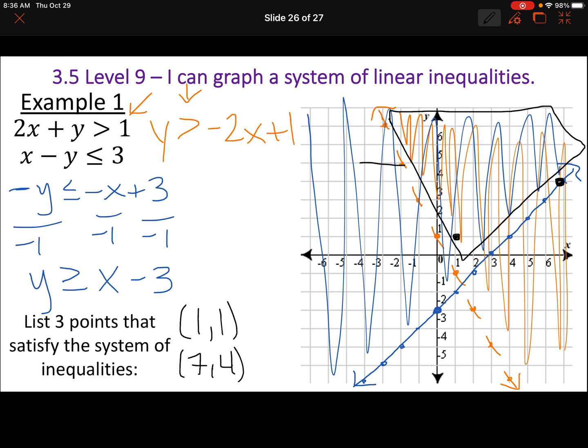I want to be very clear though, a point on the dashed line will not satisfy. So like this point right here, because it's on the dashed line, is not part of the system. But I could pick any other point. I'm going to pick this one right here. What point is that? 3, 7. All right, let's go on to the next example.